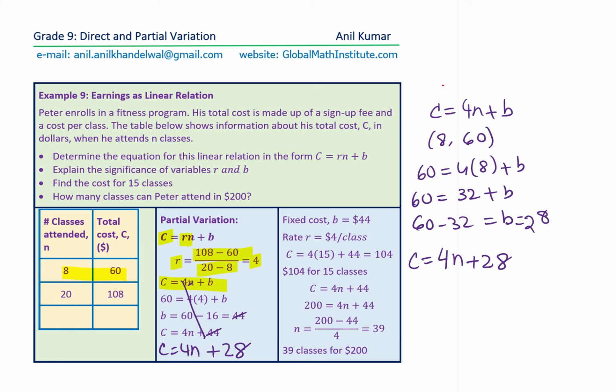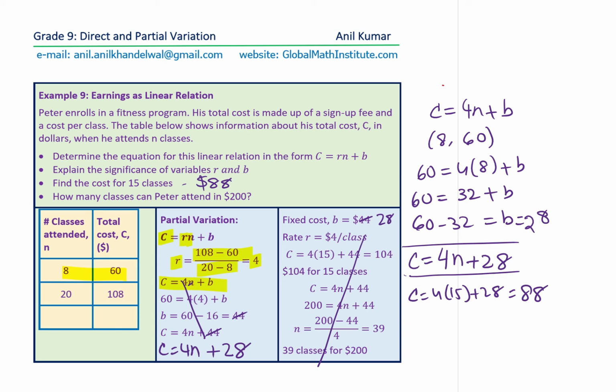So in this case, the fixed cost b is 28, right? And now we'll find the other answers using the new equation, which is the correct equation. Perfect. So find the cost for 15 classes. We're going to substitute 15 here. So C equals 4 into 15 plus 28. So let's calculate. 4 into 15 is 60, right? And then to this, we'll add 28, and that gives you $88. So for 15 classes, it will be $88.